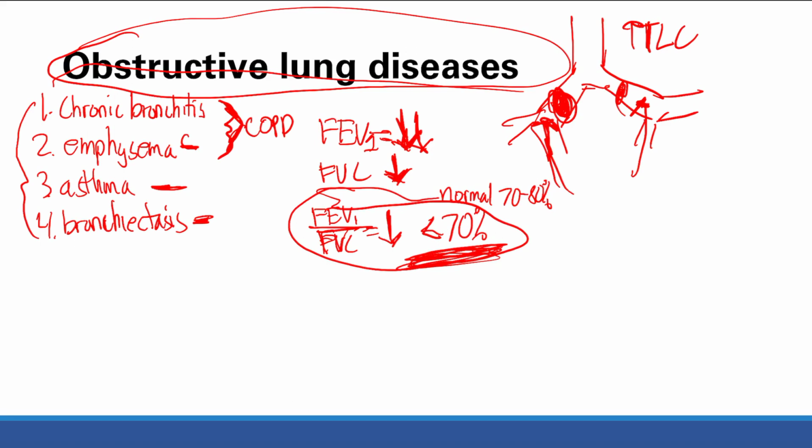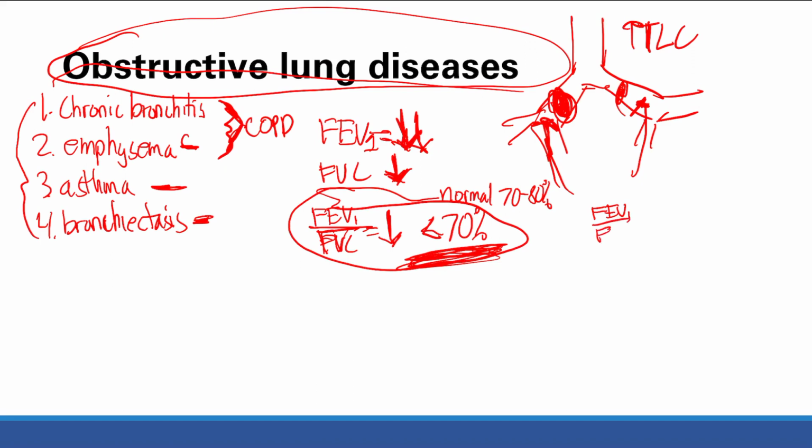Now I'm also going to note that we have something called a restrictive lung disease. We're going to talk about that in the next video. But that's a problem with just basically the lung expanding and filling up with air. This one's a problem with the lung emptying its air. In a restrictive lung disease, this ratio will actually be increased.